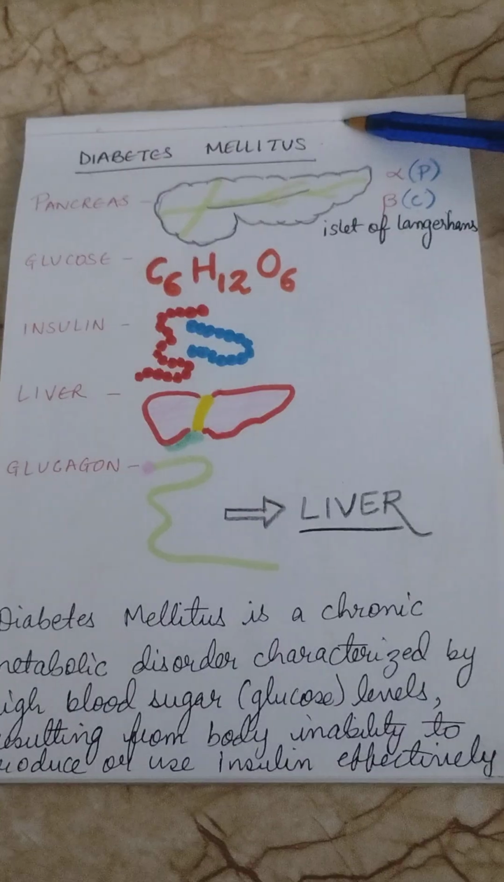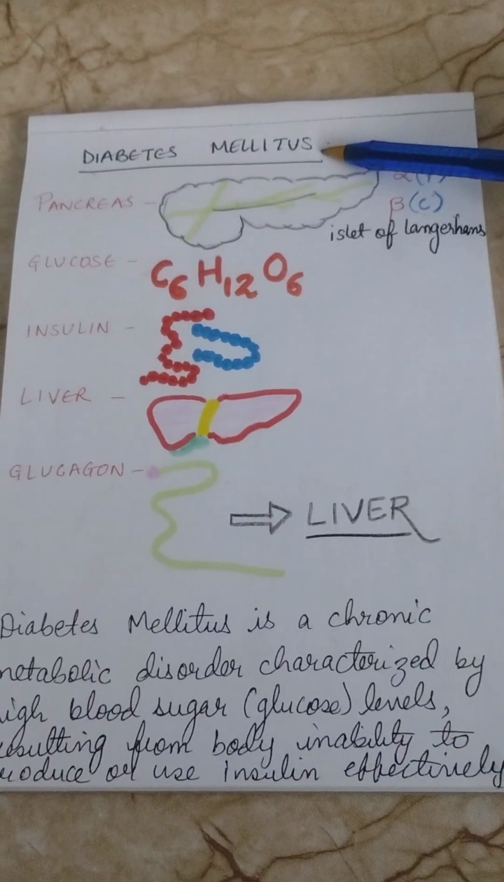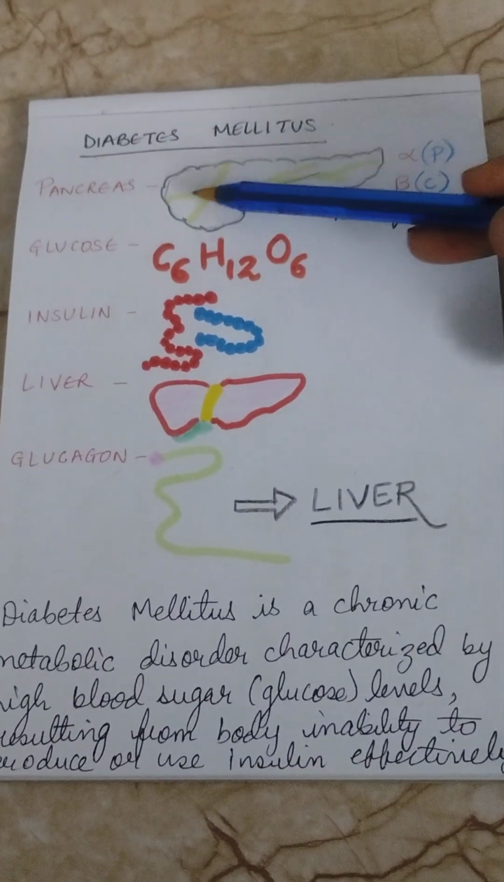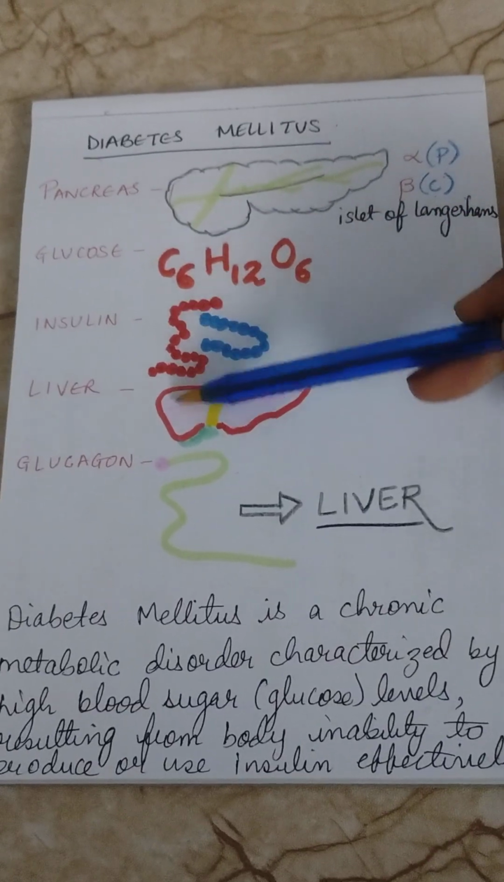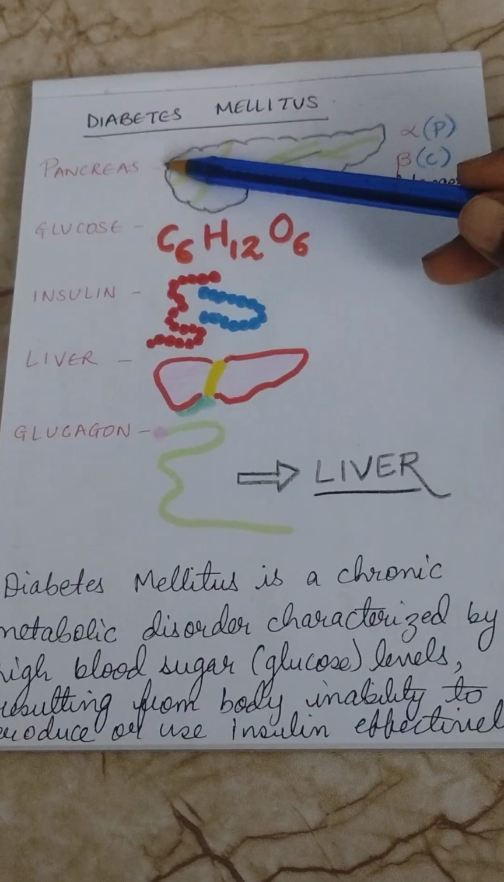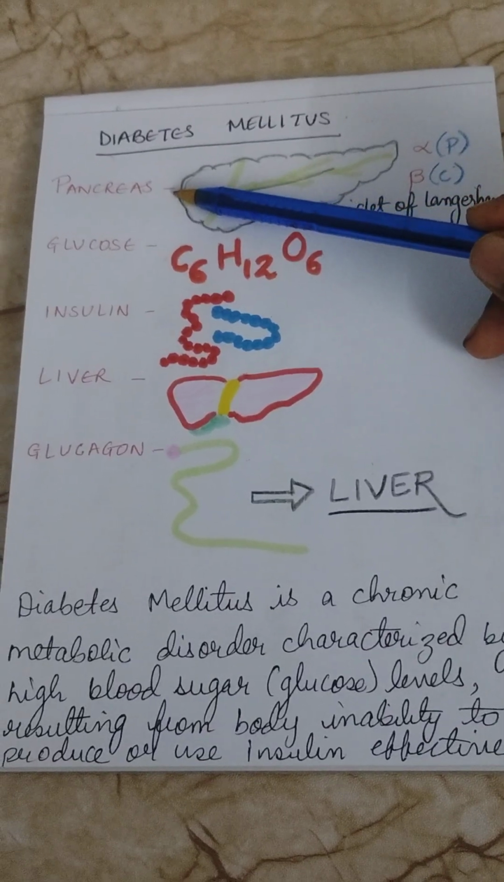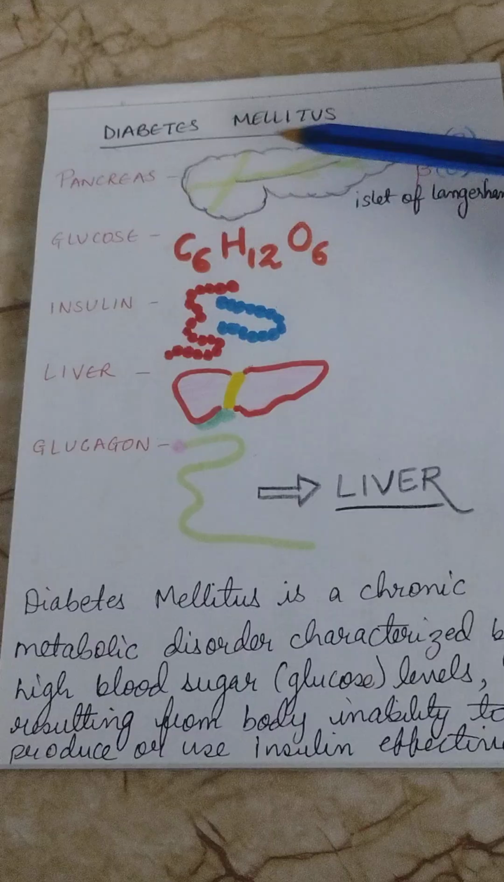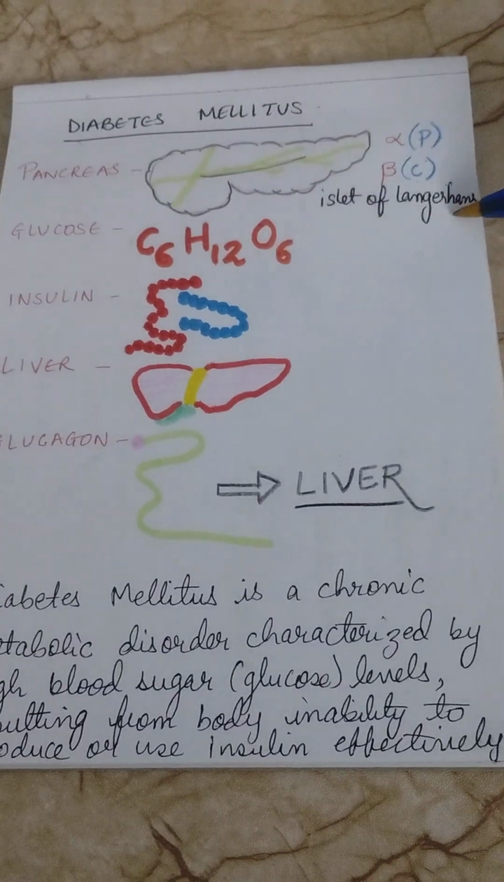Today's topic is diabetes mellitus. Before we move on to the disease condition, let's discuss the 5 key points of diabetes mellitus. First is the pancreas. In the pancreas, there is a cluster of endocrine cells known as the islets of Langerhans.